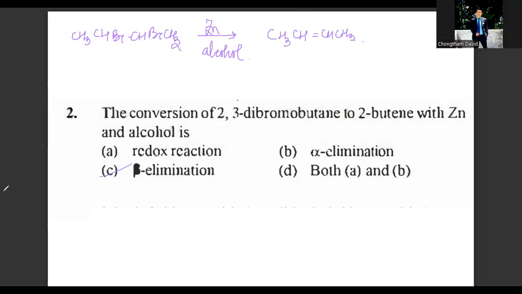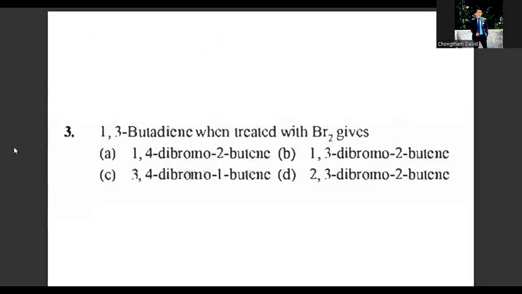Question number 3. 1,3-butadiene when treated with bromine gives. So the intermediate will be formed here, and by showing the resonating structure, you can draw the secondary carbocation as such. Okay, this is your butadiene, which I'm going to draw. The given butadiene is 1,3. So in carbon number 1, you have double bond, 1,3-butadiene.